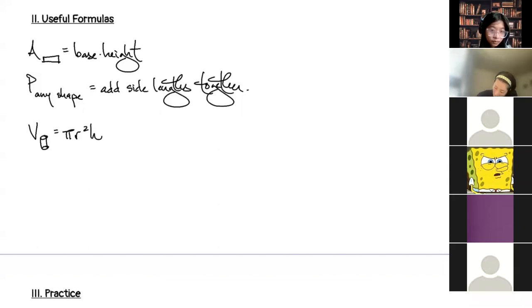Very nice. What about the volume of a cone? This one I think we did talk about on Monday. Pi r squared times height over 3. Yeah, so instead of having just pi r squared h, we have 1/3 pi r squared h. Good.